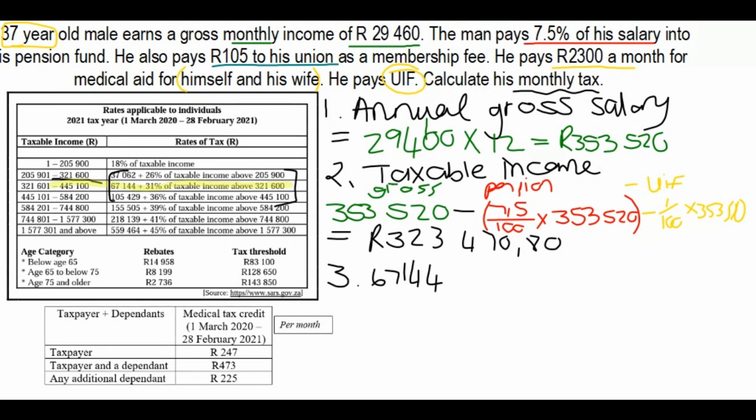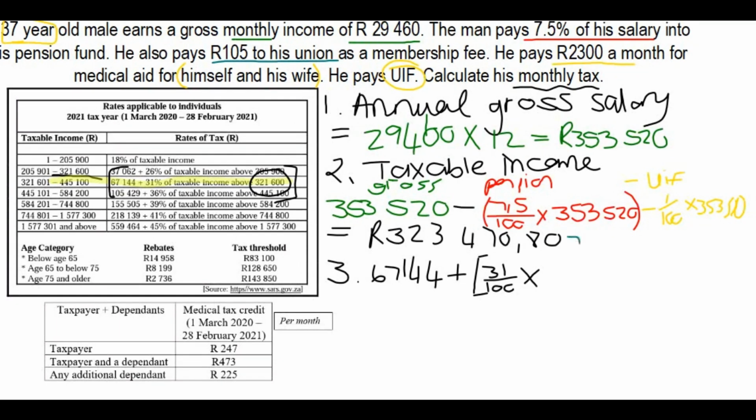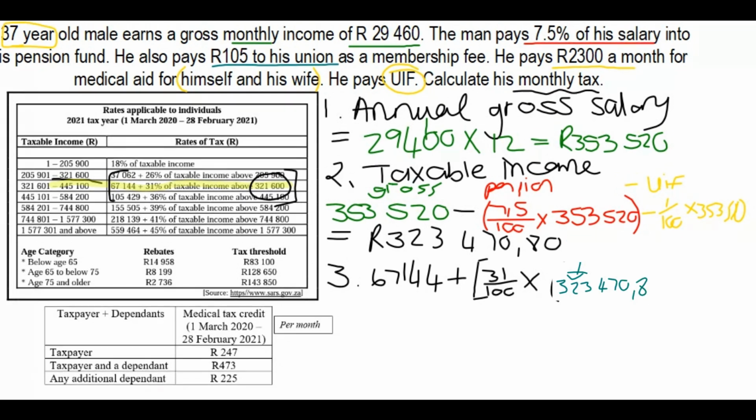67,144 plus 31%, which is 31 over 100, times the taxable income above 321,600. So we use our taxable income from the previous question. I'm going to put that amount here, 323,470.8, that amount above 321,600. So we actually subtract that amount. And this is all just using that tax bracket calculation.